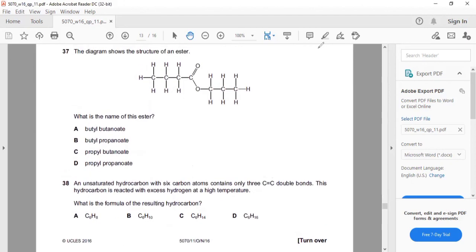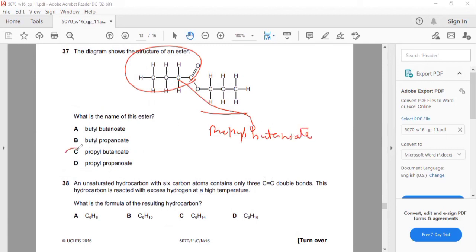37. What is the name of this ester? We name this first as alkyl, propyl, and then this as alkanoate. One, two, three, four. Butanoate. Propyl butanoate is C. Okay. Then 38.